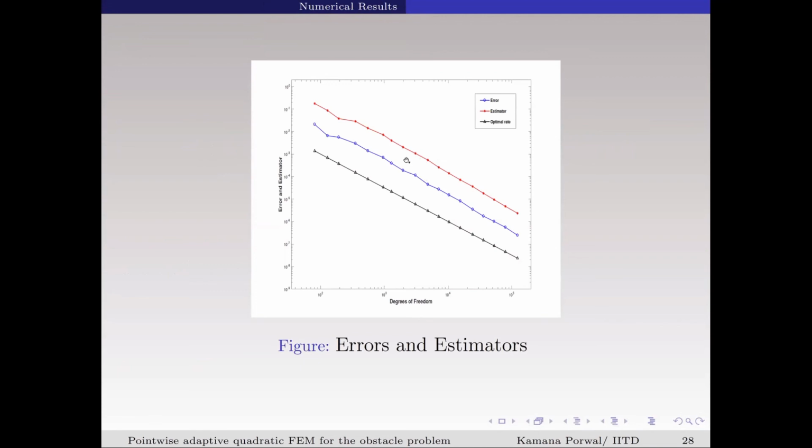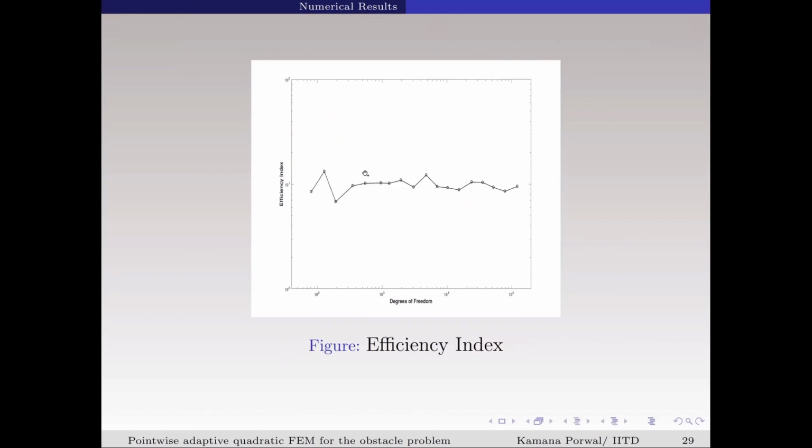So we can observe that both error and estimator are converging with the optimal rate. And also the estimator is always an upper bound of the error, which ensures the reliability of the error estimator. Efficiency indices, which are basically the ratio of estimator and error, are depicted in this figure, and they show the efficiency of the error estimator.